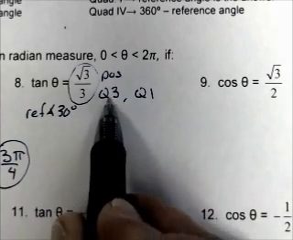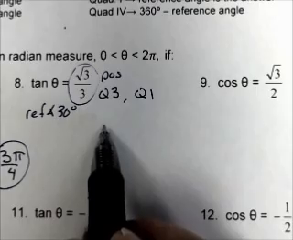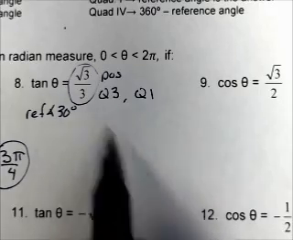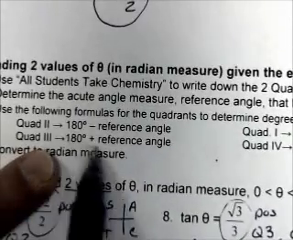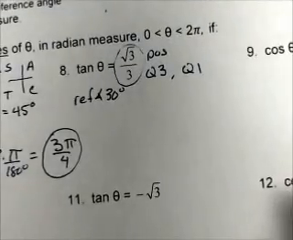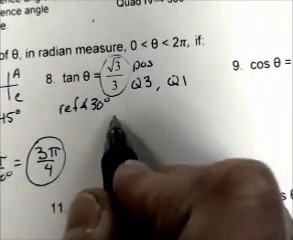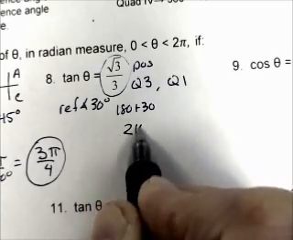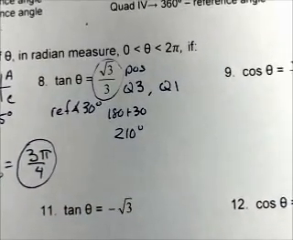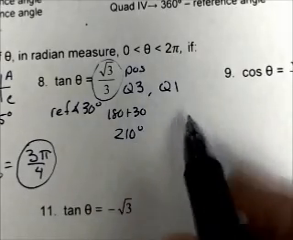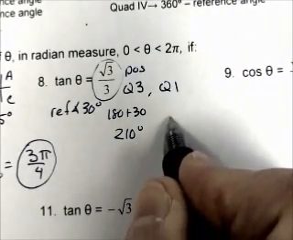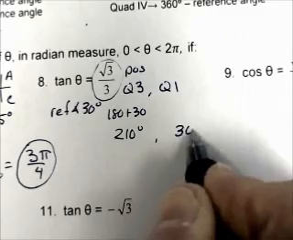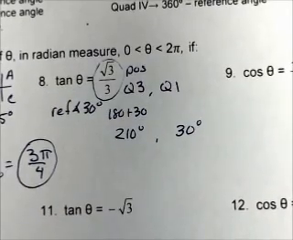Well, in quadrant 3, we would take 180 plus our reference angle. Looking up here, 180 plus our reference angle, because we have to do 180 plus 30 more. So 180 plus 30 is 210. And in quadrant 1, our reference angle of 30 degrees is its own angle. All right, so these are my two angle measures in degrees.